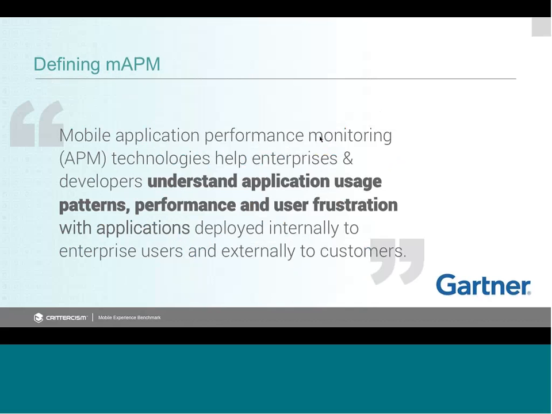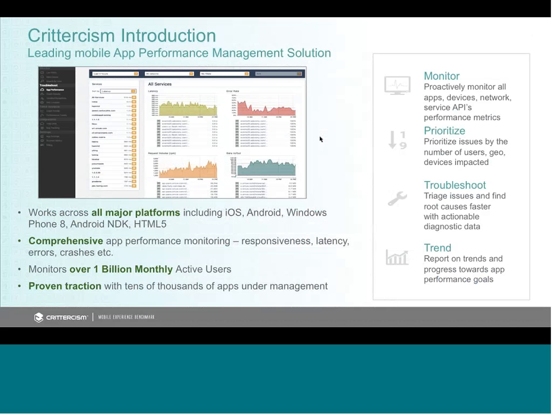It's something that helps enterprises and developers understand the usage patterns, the performance, and the end user frustrations that are run into for both B2C and B2B applications. This is how Gartner described mobile APM. So Crittercism provides one of the leading mobile app performance management solutions. We run across all the major platforms: iOS, Android, Windows Phone, Android NDK, HTML5, and we provide both the uptime, meaning crash rates and errors, as well as the responsiveness side, so the latency and HTTP error rate components.